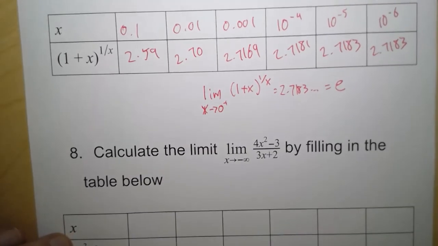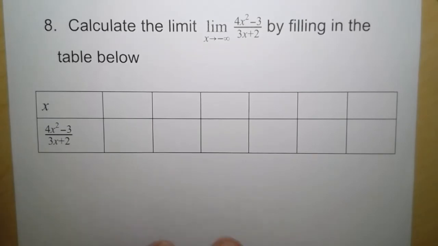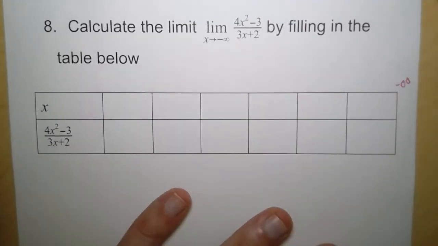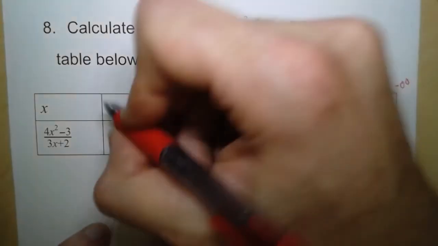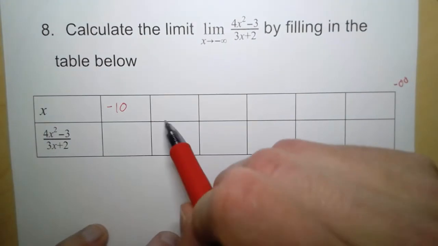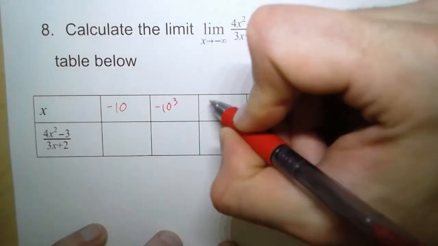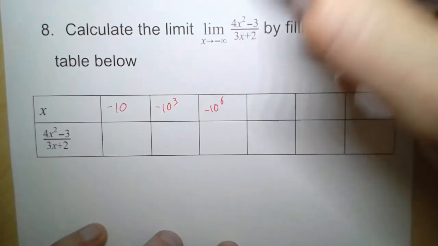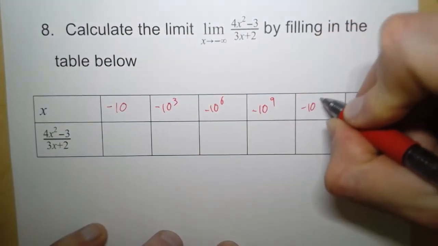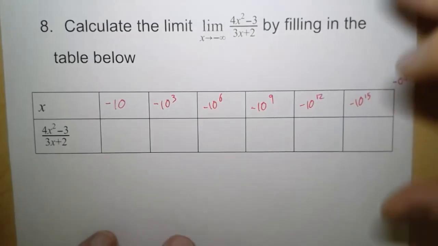All right, so now for our last one. Here we're approaching negative infinity. Now I'm going to put negative infinity over here at this end of our chart. So we want our numbers to get closer and closer to negative infinity. So we'll say negative 10, negative 10 cubed, negative 10 to the sixth, negative 10 to the ninth, negative 10 to the 12th, negative 10 to the 15th.